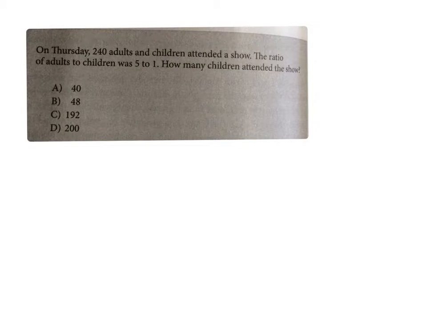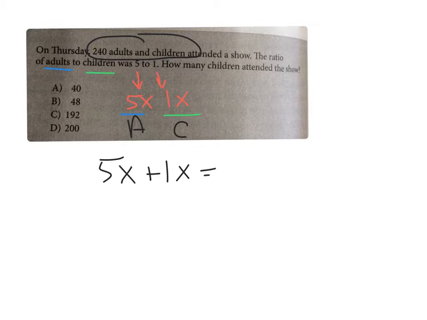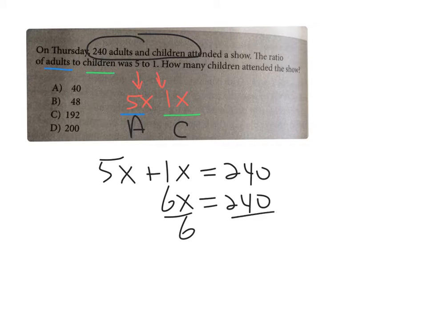On Thursday, 240 adults and children attended a show. The ratio of adults to children was 5 to 1. And when you were taught ratio questions, usually what you did was put an x after each of the values. So here I'm going to say the ratio of adults to children is 5 to 1. So the number of adults is 5x, the number of children is 1x. It said on Thursday, 240 adults and children. So if I add up the adults, 5x, and the children, 1x, I get 240. So that gives me 6x equals 240, or x is going to be equal to 40.